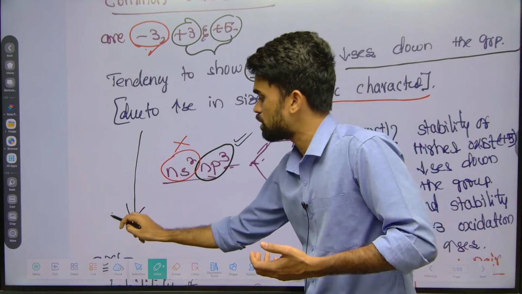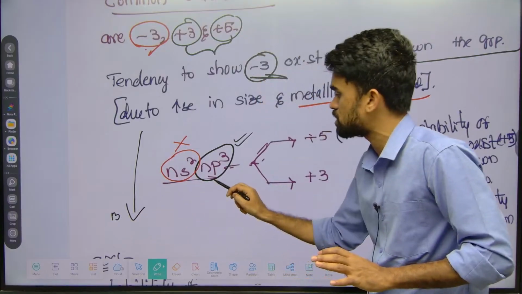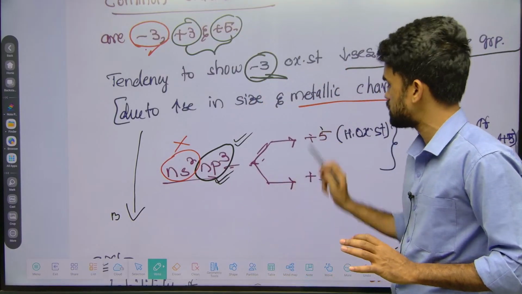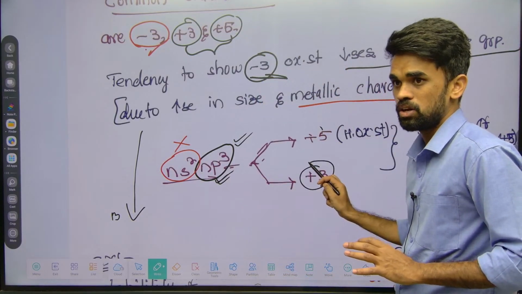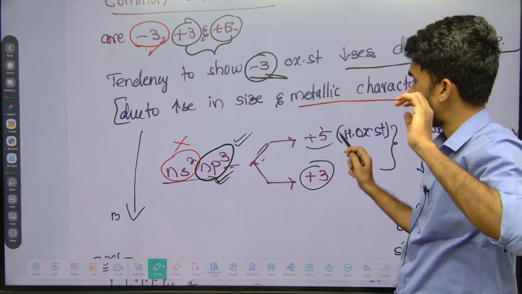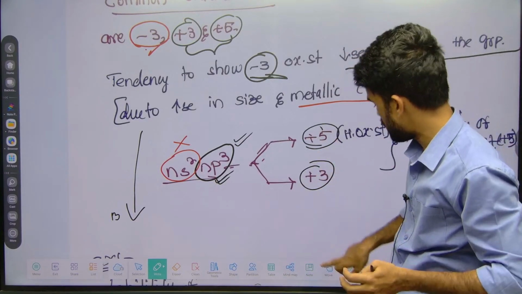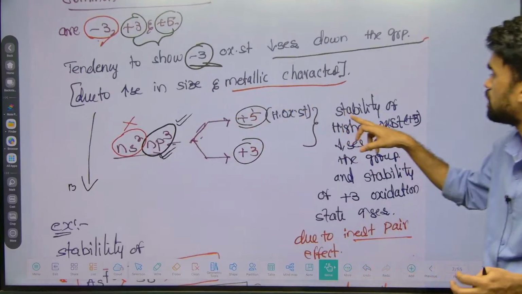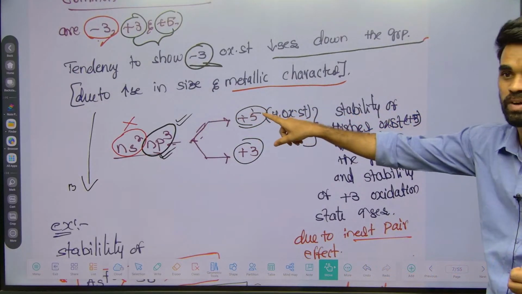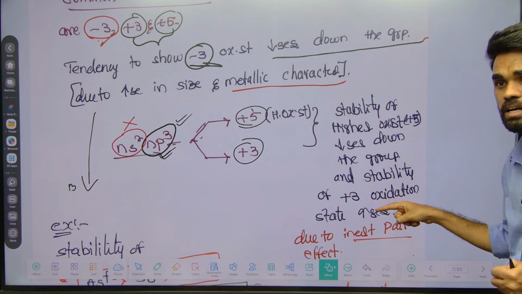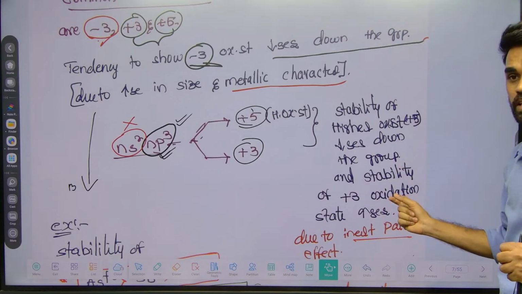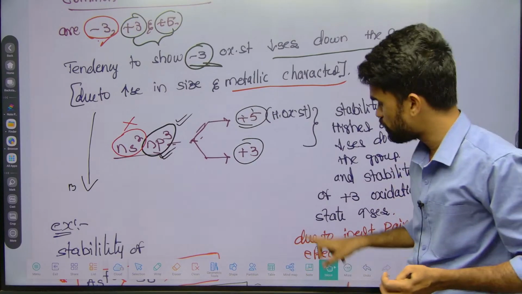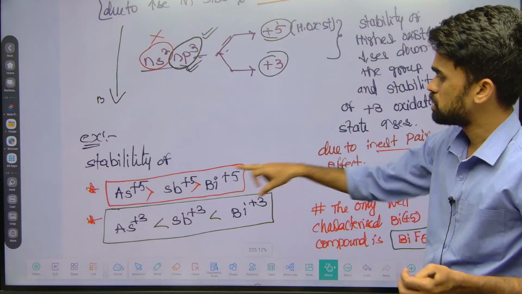So the bottom elements try to show what type of oxidation state? Only +3 oxidation state. Top elements can show +5 oxidation state. Now what I am writing here, stability of higher oxidation state, it means +5 oxidation state decreases down the group. What is the reason for that? Inert pair effect.